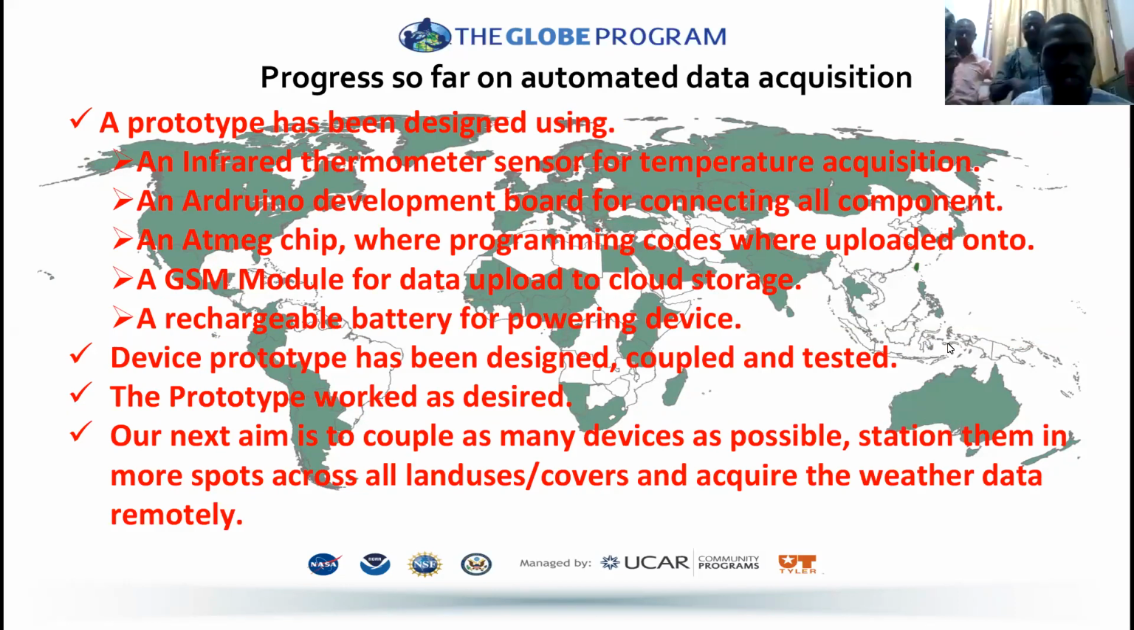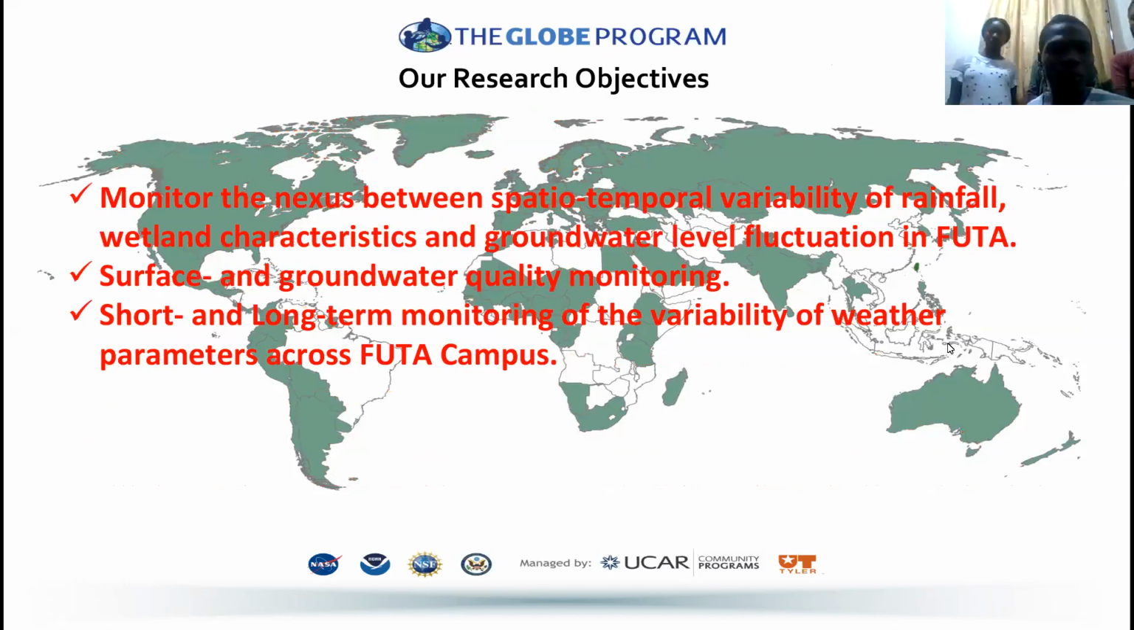Yeah, good day. My name is Audra Kay Edwards, a 5-level student of the Department of Remote Sensing and GIS. My age is around 23. Our research objective is to monitor the nexus between spatio-temporal variability of rainfall in wetland characteristics and groundwater level fluctuations in our campus, FUTA, surface and groundwater quality monitoring, and short and long-term monitoring of the variability of weather parameters across the FUTA campus.